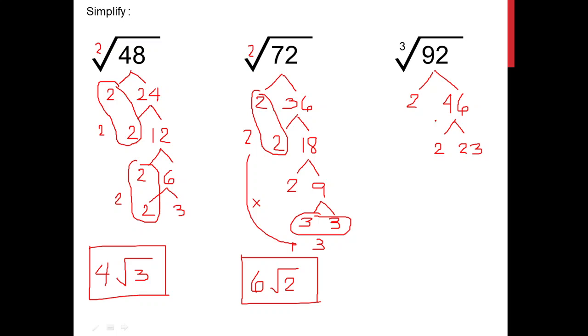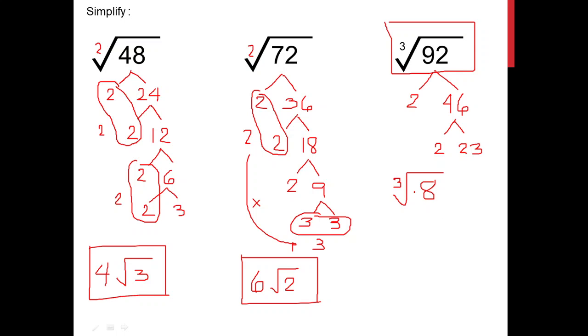Now, the index here is 3, so we need 3 of the same number. Since we do not have 3 of the same number, the cube root of 92 is already in its simplest form. Okay, so we cannot simplify this one anymore. So I'll give you another example here. Say for example, I have here a cube root of 8.